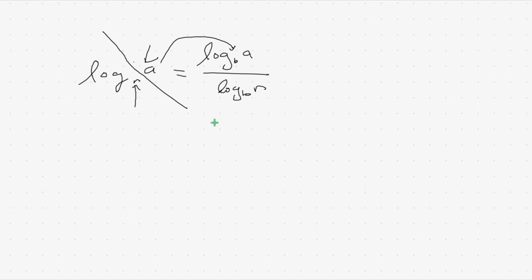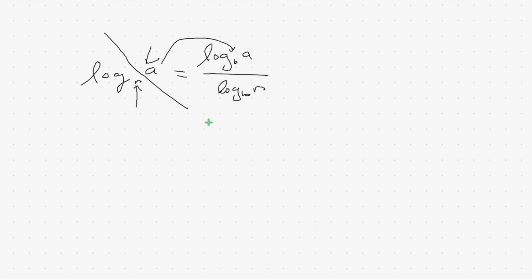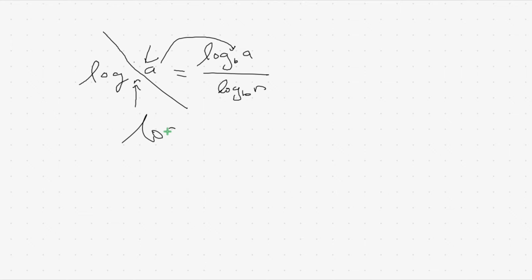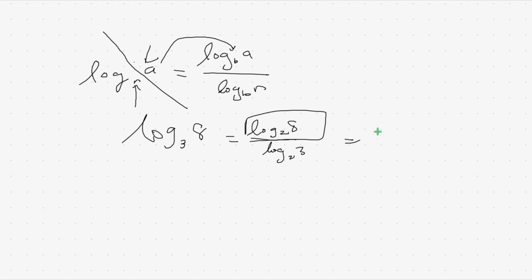And this could be useful in various problems. So if you have something like log base 3 of 8, then you want to change it to base 2. This could just be log base 2 of 8 divided by log base 2 of 3. And note that we know what this is. It's just 3. So the answer is just 3 over log base 2 of 3. Right? And we can just approximate this.